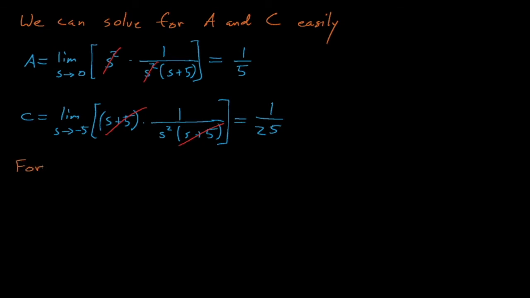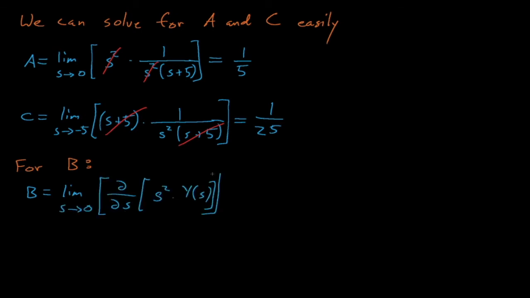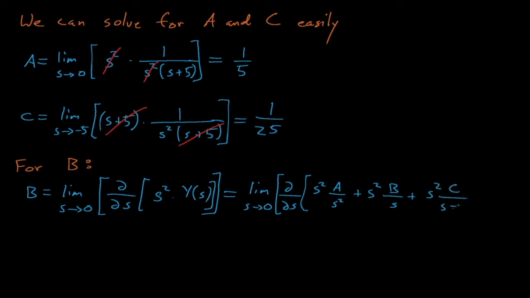To determine B, we must take the limit as s approaches 0 of the derivative of s squared times Y(s). If we look into what happens to our partial fractions after they're multiplied by s squared, we see that the A term reduces to the constant A, and that the B term reduces to s times the constant B. So by taking the derivative of this expression, our A term, which is just a constant, becomes 0, and our s times B term becomes just the constant B. Our C term remains as something times a power of s, which equals 0 as s approaches 0.